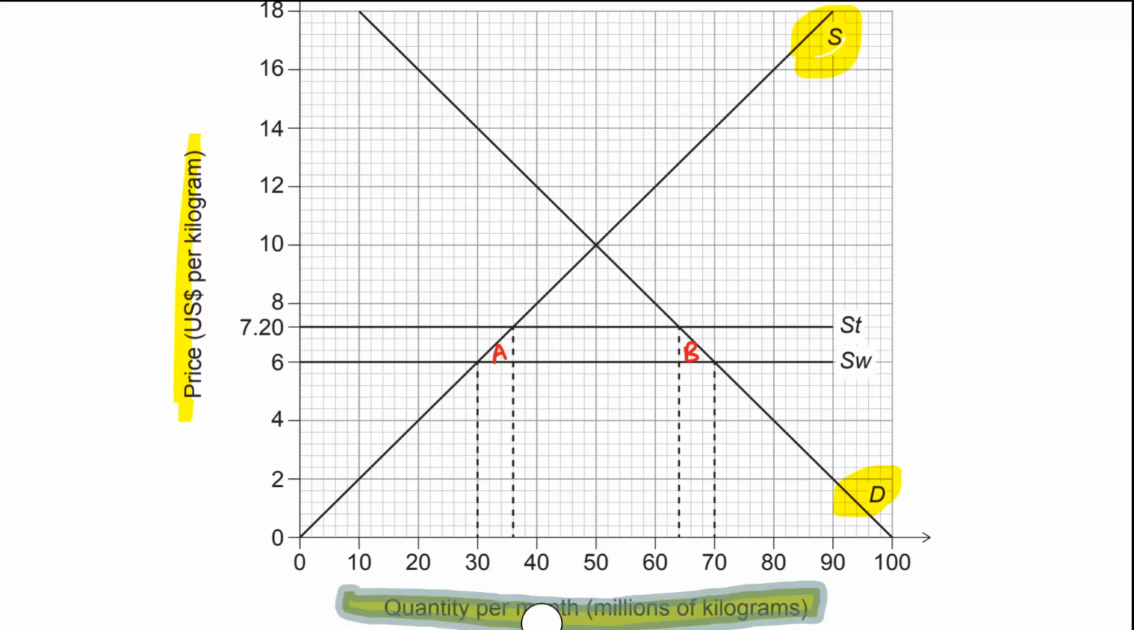So this is really important. We need to make a note of this millions of kilograms, because in a second that's going to affect some of our revenue calculations. We have to remember this thing is scaled to millions, right? So if we had like 30, that's not 30 kilograms, that's 30 million kilograms. So we just got to be aware of that.